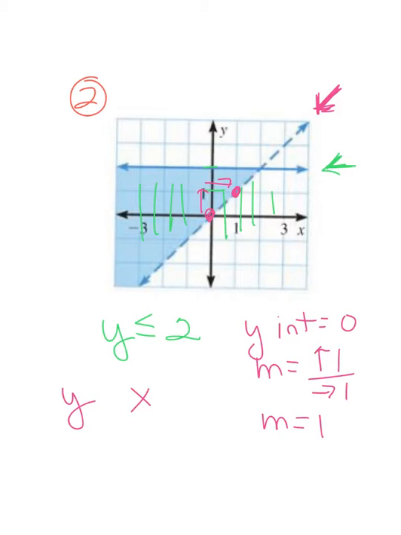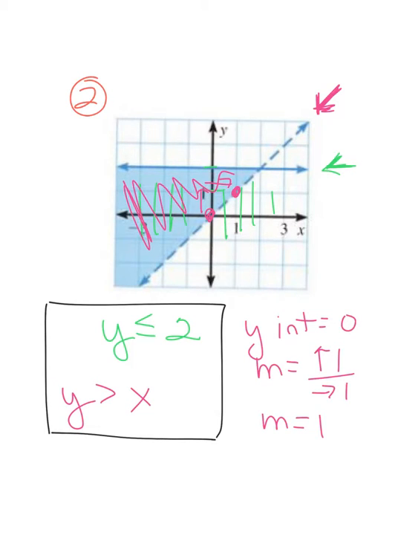Now again, let's figure out the inequality symbol. I have a dashed line, and this part is shaded above. This is going to be y is greater than x. So again, there's my system of linear inequalities. I have y is less than or equal to 2, and y is greater than x.